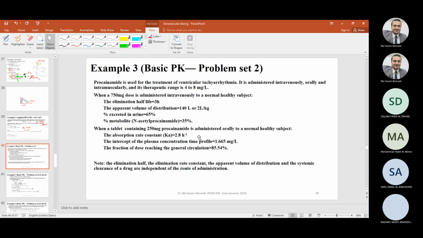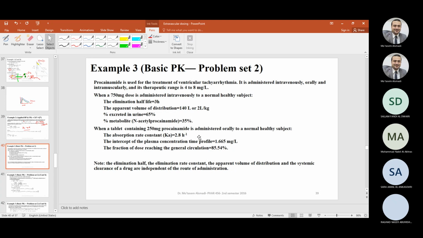When a 750 milligrams dose is administered intravenously to a normal healthy subject, the elimination half-life was 3 hours. The apparent volume of distribution was 140 liters. The FE was 0.65 and the FM was 0.35. Right? And where did I get these? From these statements. Fraction excreted unchanged in the urine was 65%, and the percentage eliminated as metabolite in the urine was 35%.